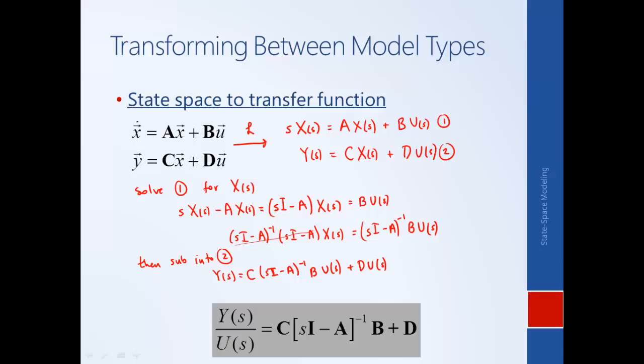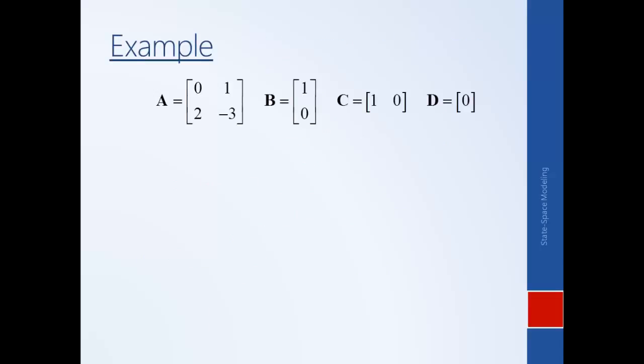Okay, so that's the end result, the punchline for how we go from state space form to transfer function form. If I gave you the A, B, C, and D matrix of a system, you could then give me what the corresponding transfer functions are. Let's go ahead and illustrate this with an example.